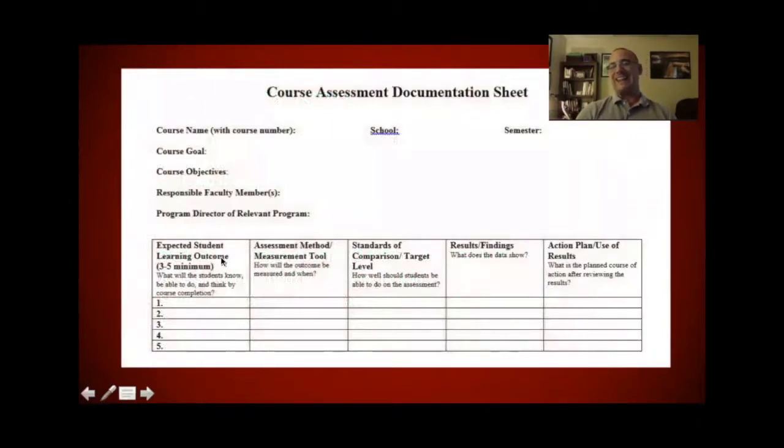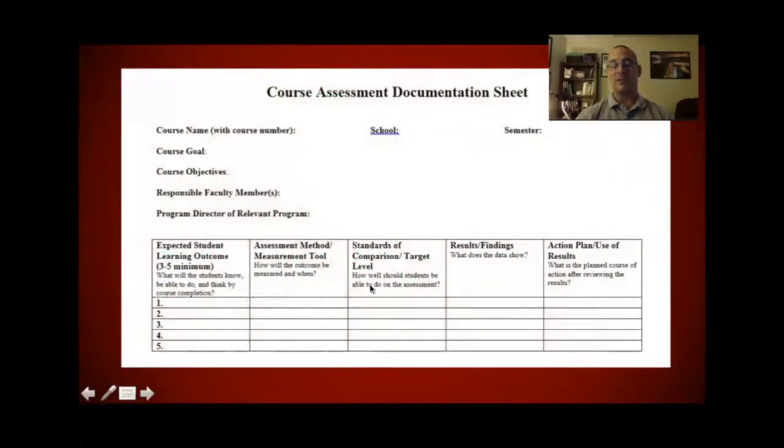Again, it's our reporting system, and right here we've got 5 columns. We need to write at least 3. Even though this says 3 to 5, the new updated CADS is going to say a minimum of 3. So we need to write at least 3 student learning outcomes for any one course. And when we write those outcomes, we need to have some sort of measurement tool. How are we going to effectively measure and evaluate whether students learned in that course?